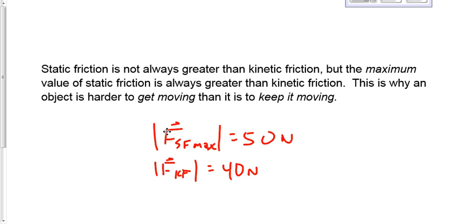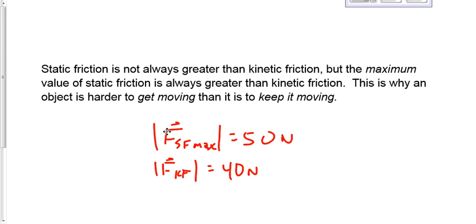The force of static friction could be 10, could be 20, could be 30. Those are less than kinetic friction. We're not saying static friction is bigger than kinetic friction. We're saying the maximum static friction is bigger than kinetic friction. That's why it's harder to get an object moving than it is to keep an object moving.